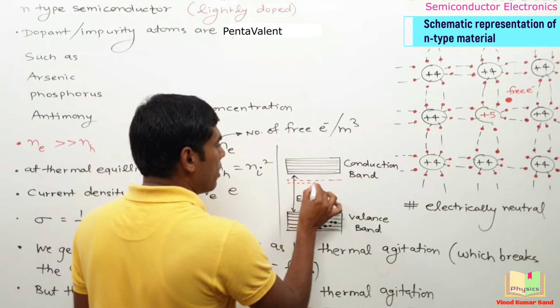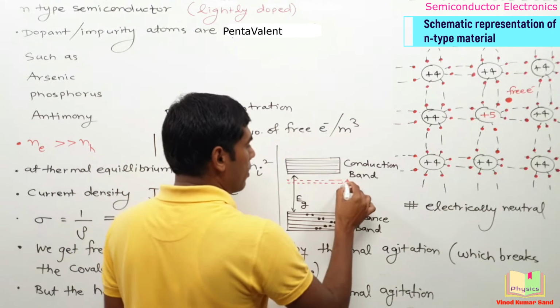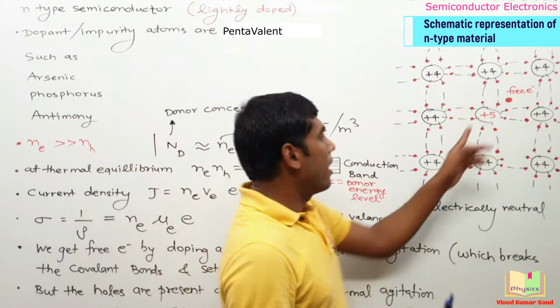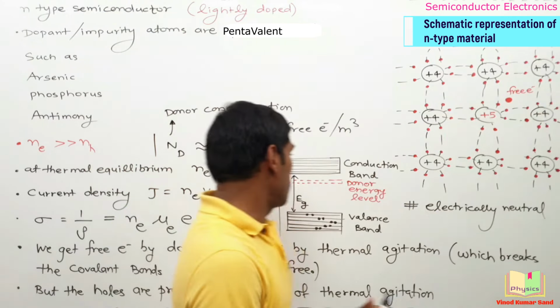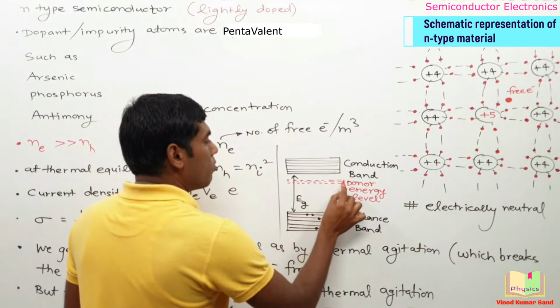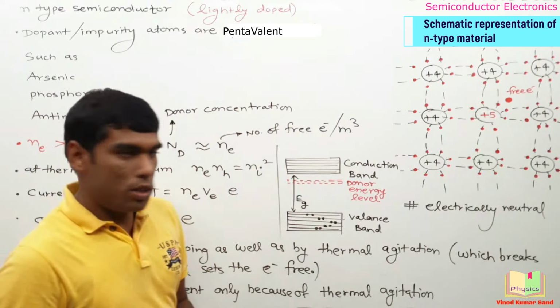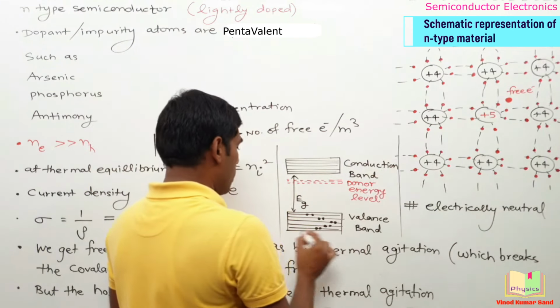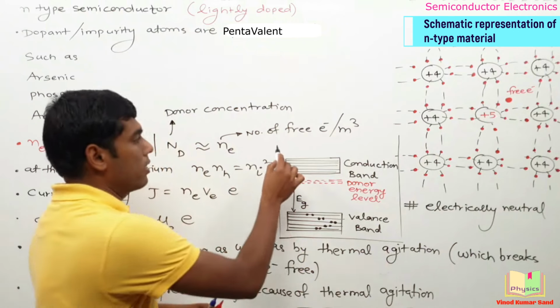Here I am making the donor energy level, because these electrons are readily available for the conduction. That's why the donor energy levels are kept very close to the conduction band. This is the energy band diagram for the N-type semiconductor.